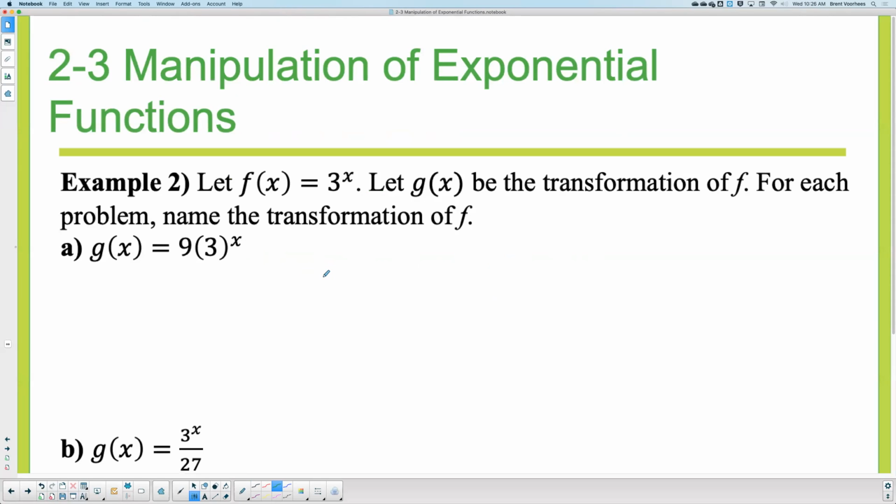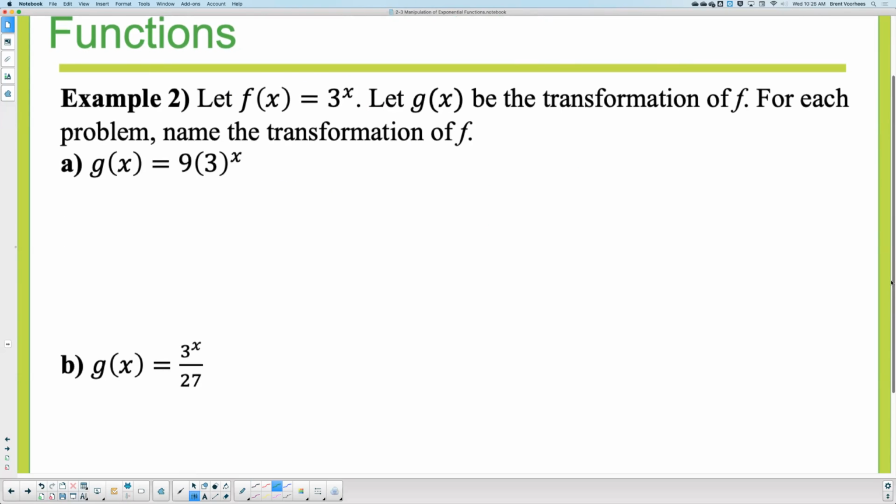All right, let's move on to example 2. Let f of x equal 3 to the power of x. Let g of x be the transformation of f for each problem. Name the transformation.